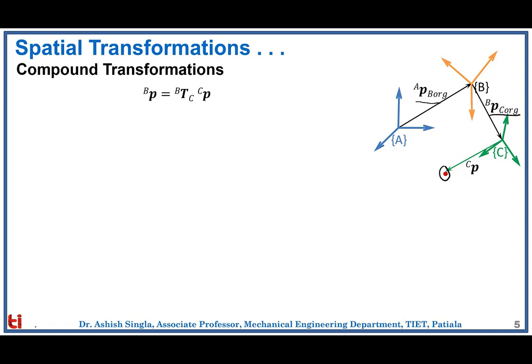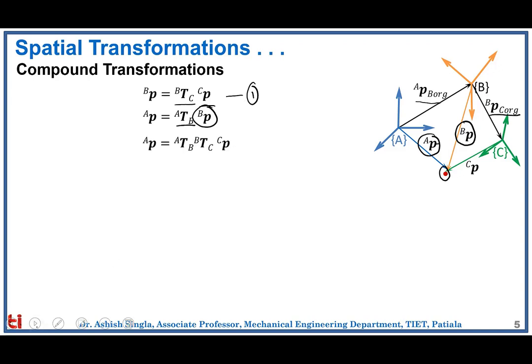The point C, using this transformation matrix BTC, can be represented with respect to frame B this way, and this is the final vector, and the vector PB can be represented in frame A with the help of transformation matrix ATB, and the vector PA is shown this way. So this is the final vector PA. Using this equation, we can plug in the value of PB from equation number 1, and we can write PA equal to ATB into BTC and the final vector PC.